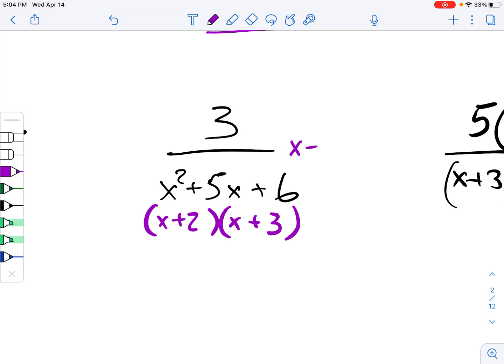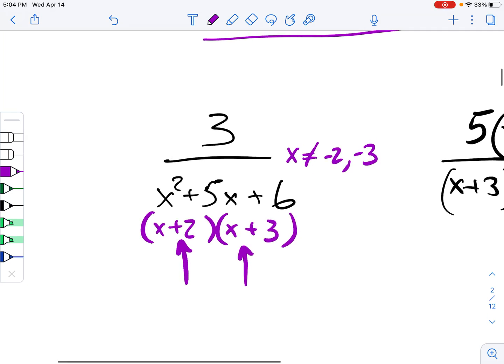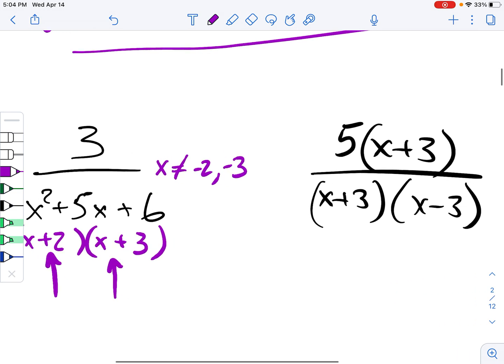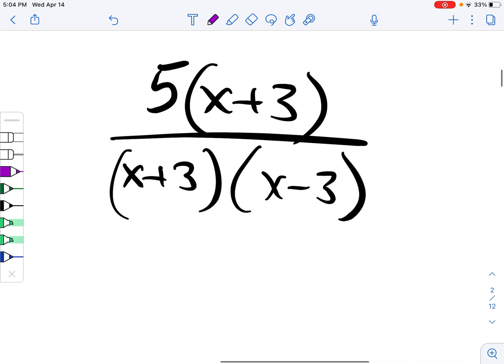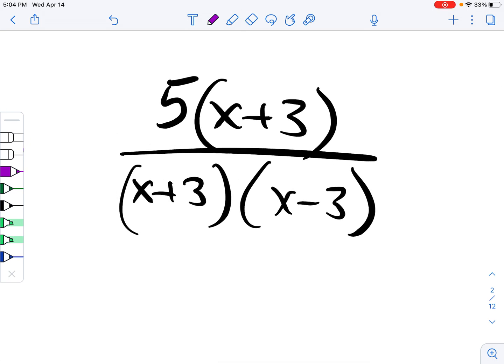And so I know that the restrictions for this expression is that x cannot be equal to -2, and x cannot be equal to -3. If x had those values, this denominator would be 0, and that's not cool, because I cannot divide by 0. So then look at this expression. You might first think, oh, the restrictions are x cannot be equal to 3 because of this, and also x cannot be equal to -3 because of this one.